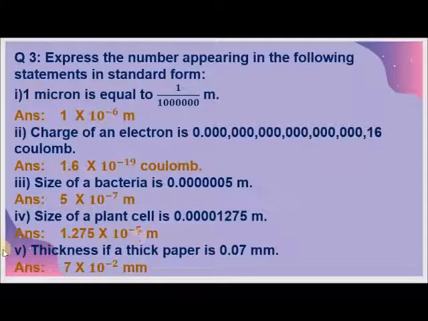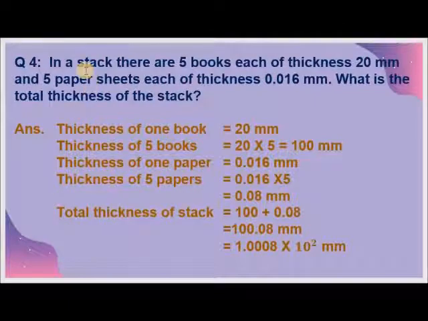Fine. Now the fifth part is thickness. If a thick paper is 0.07 millimeter, to write it in standard form we have to put the decimal after 7. So these are 2 digits after the decimal point, so we can write it as 7 into 10 raised to the power minus 2 millimeter. Now let's move towards question number 4.